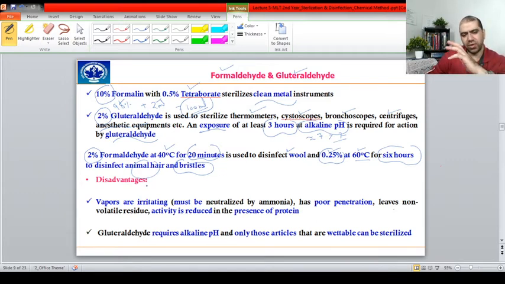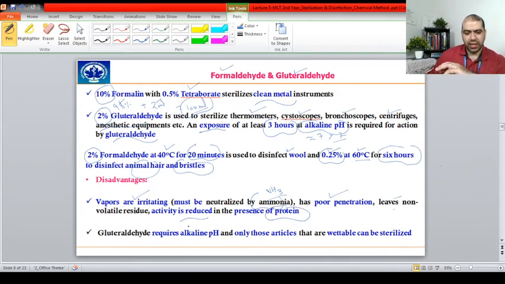Now every chemical or every disinfectant has some disadvantages. So what are the disadvantages of aldehydes? The vapors can be irritating to you. That's why most of the time they are neutralized by addition of ammonia, that's NH3. It has poor penetration power, so it cannot penetrate most viruses or gram-positive bacteria which have a thick peptidoglycan cell wall. It leaves some volatile residues after using it, and its activity can be reduced in the presence of different kinds of proteins.